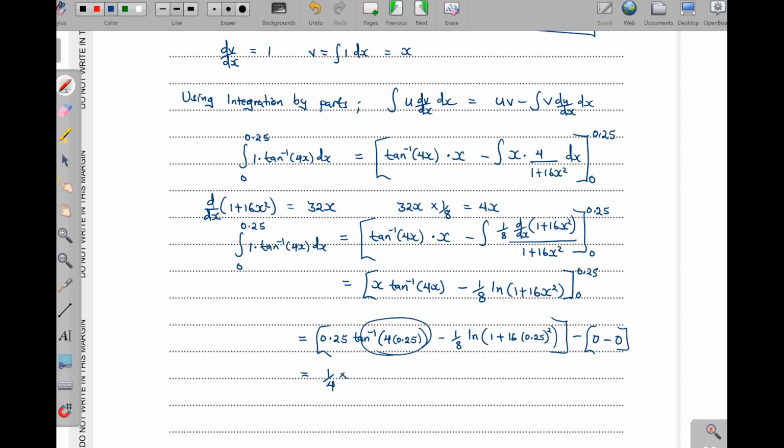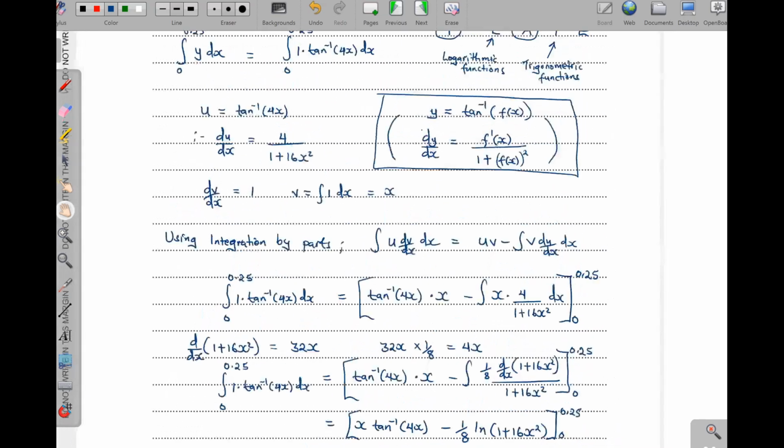Now here, arctan of 1 will give us 45 degrees, but you write it in radians, pi over 4. Then minus, here is 1 over 4. Then squared, it will be 1 over 16. So times 16. Then that one gives us what? That's a 1. Then 1 plus 1, that's a 2. So meaning we shall have 1 over 8, then natural log of 2 here.